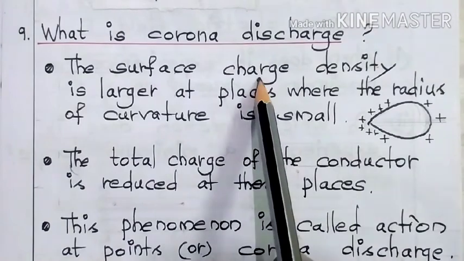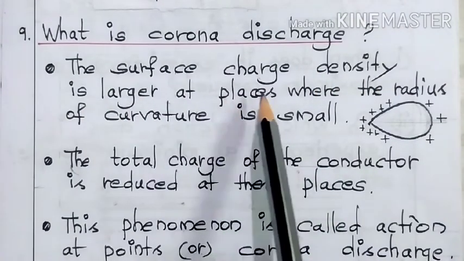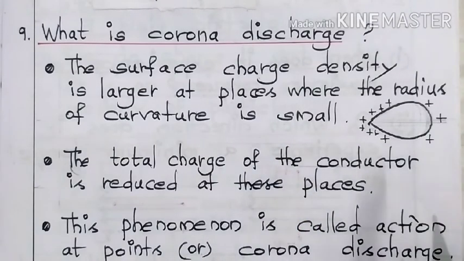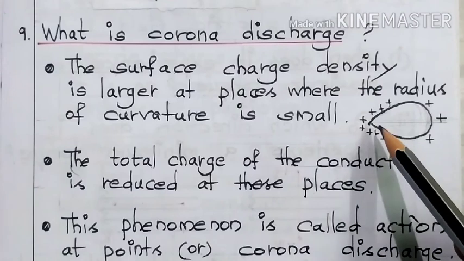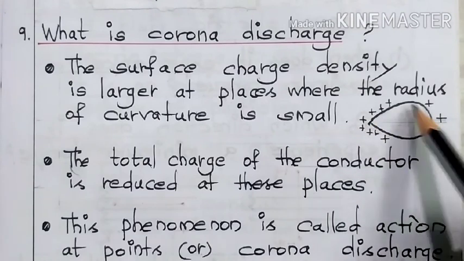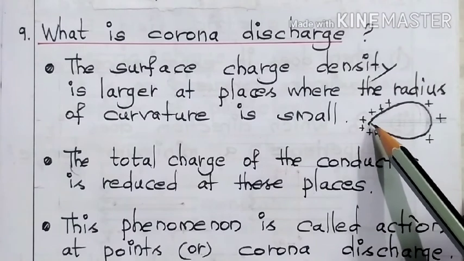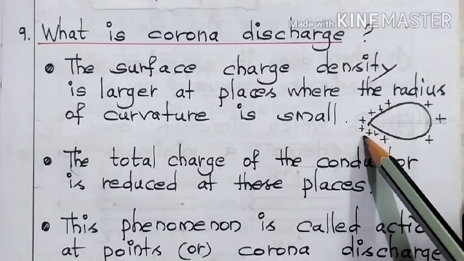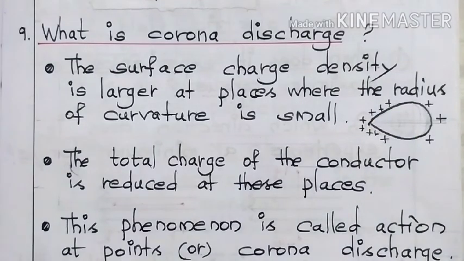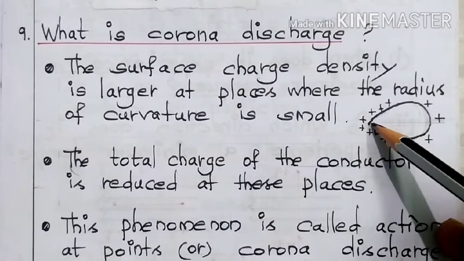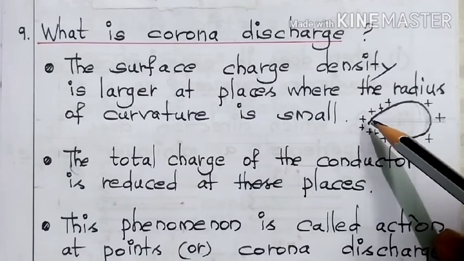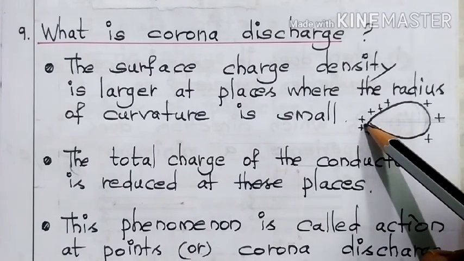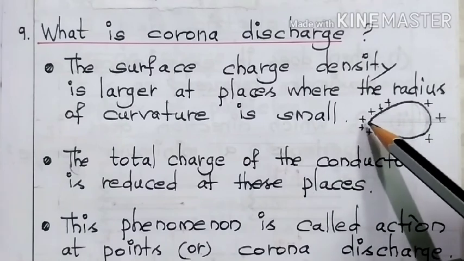The surface charge density is larger at places where the radius of curvature is small. Here, have a closer look at this diagram. Here is a conductor with a pointed end. So at this point, the radius of curvature is small. So here the surface charge density is more. So what will happen? At this pointed end, the surface charge density is high. So the charges will start leaking from this pointed end.